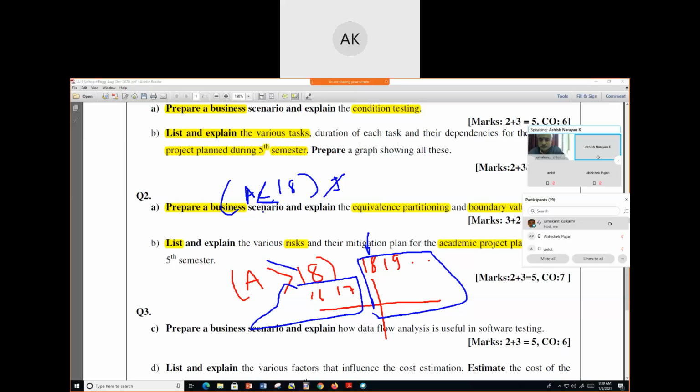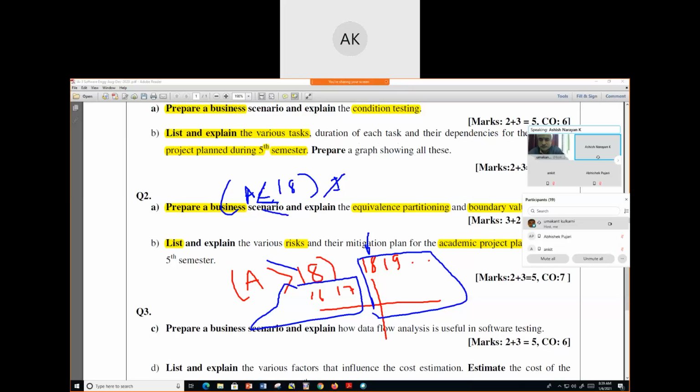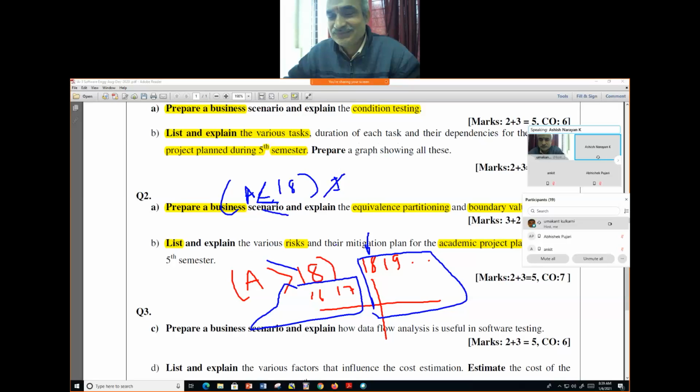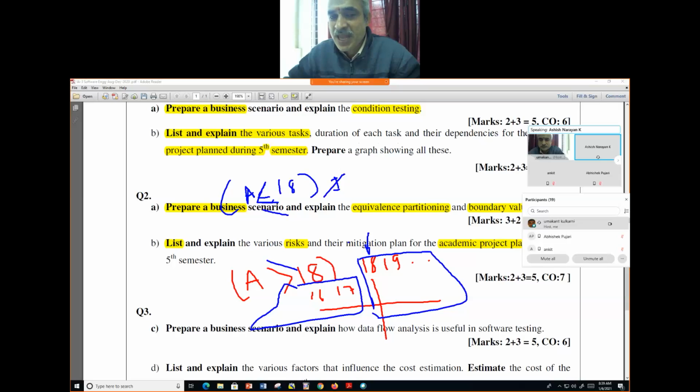By mistake, if I write less than or equal to, what happens? It is wrong, no? Whether it is less than or less than or equal to, whatever is there. So for every boundary value, the right side of the boundary and the left side of the boundary, you have to include additionally.